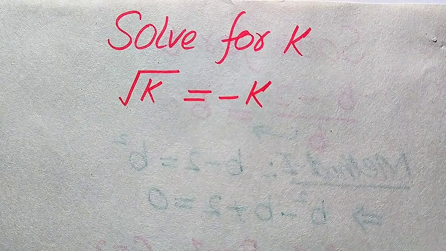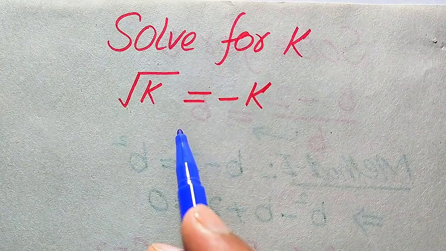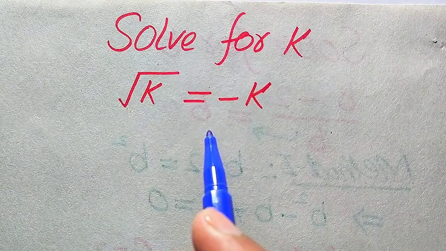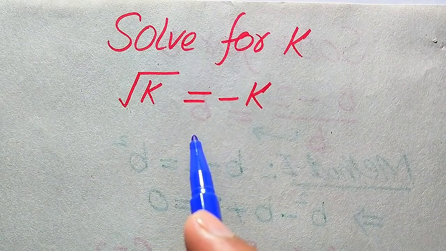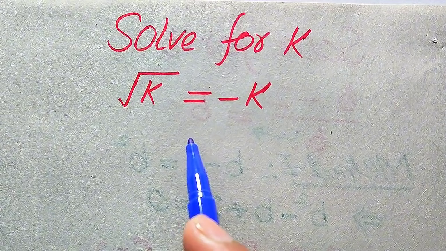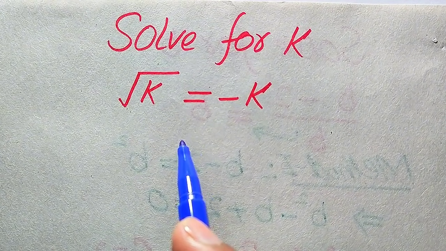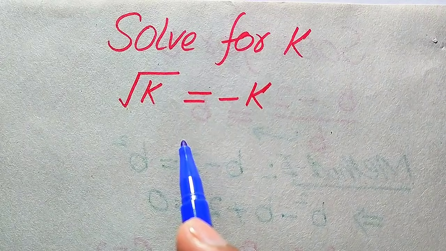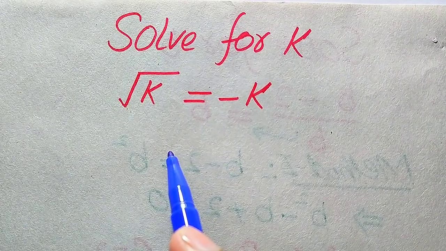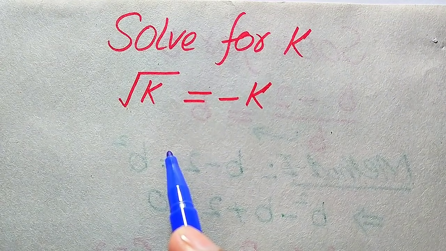So here we have the square root of k equals minus k, and we solve this problem for all the values of k. First we need to find all the roots of this equation, and at the end we will verify which of the roots are solutions and which are extraneous roots. Further, we solve this problem by two methods.